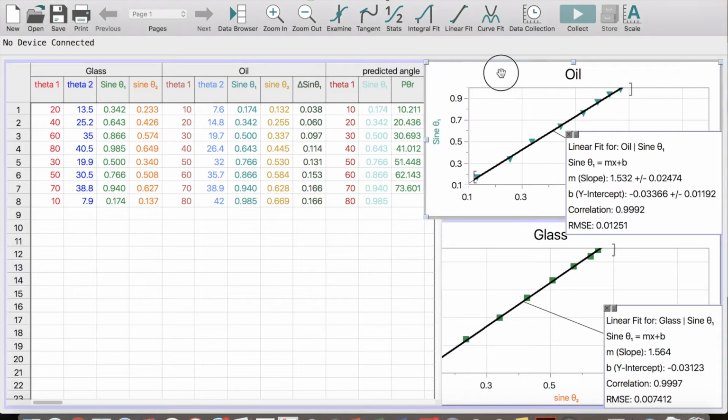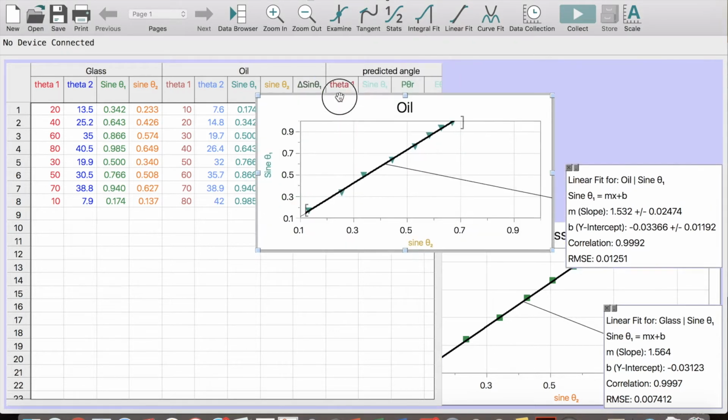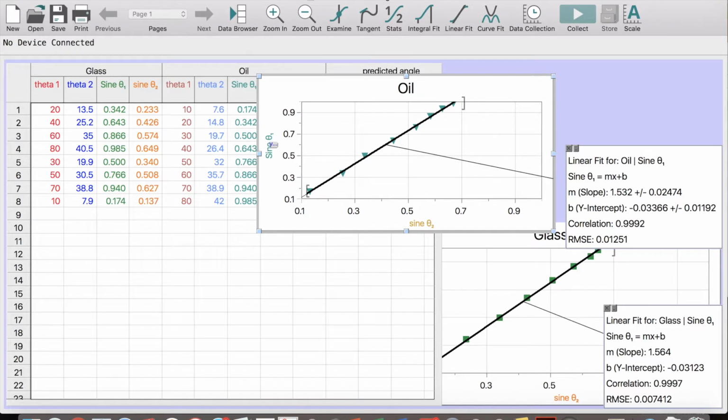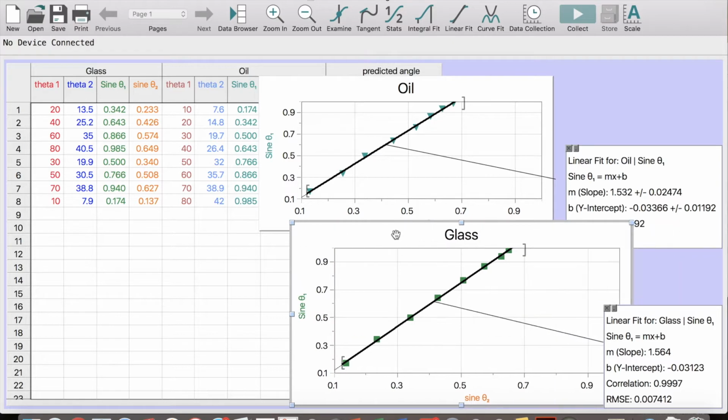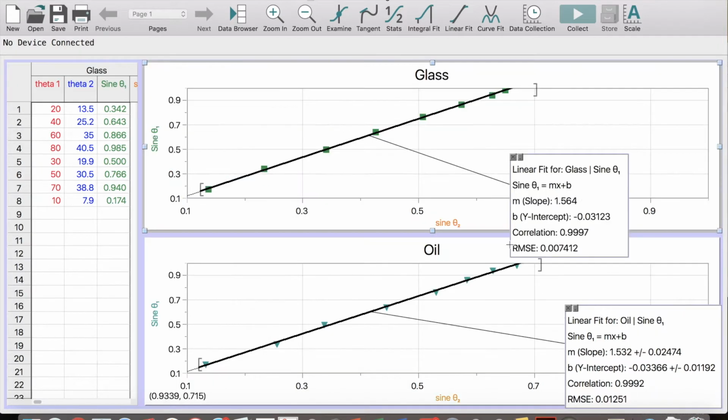find the index of refraction of oil by plotting sine theta 1 against sine theta 2, and we did the same for glass, and we got very slightly different numbers. But when we're doing this kind of stuff, we want to make sure we can take full account of the uncertainty. So I would like to show you how to do that.